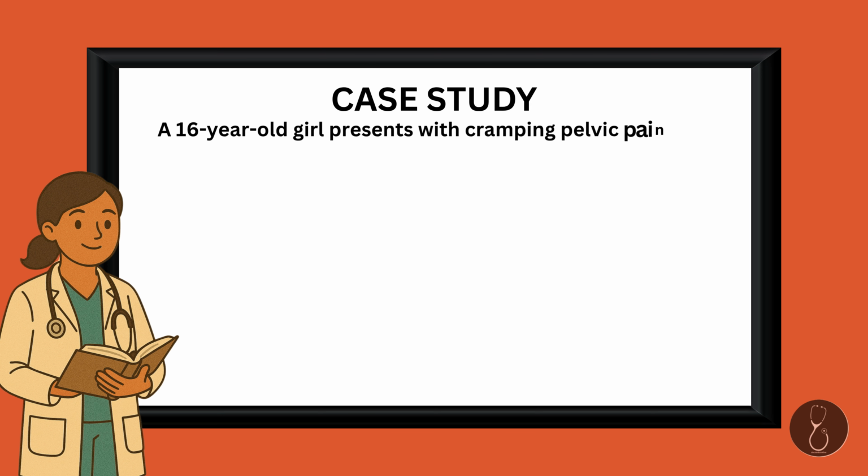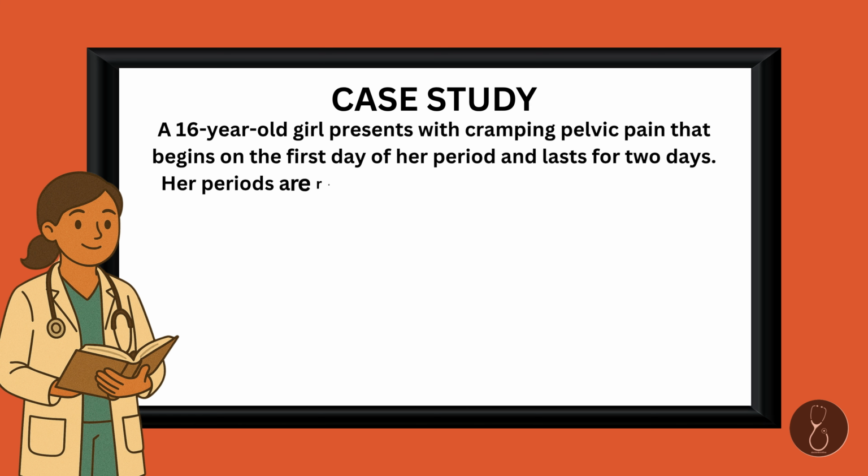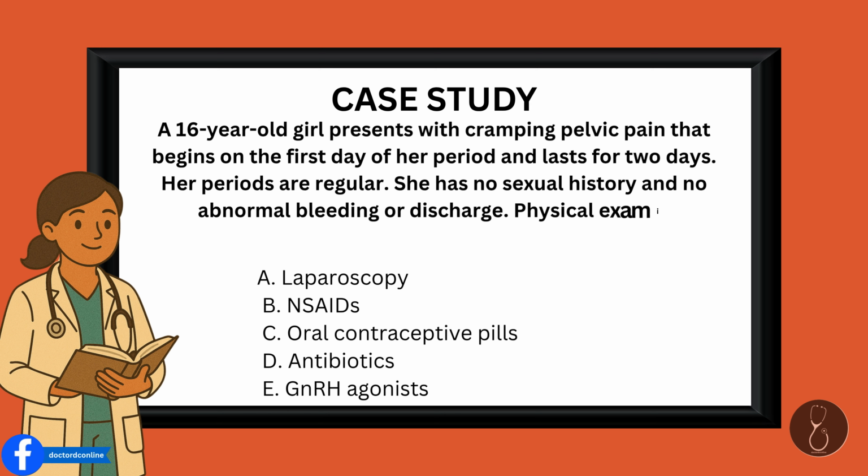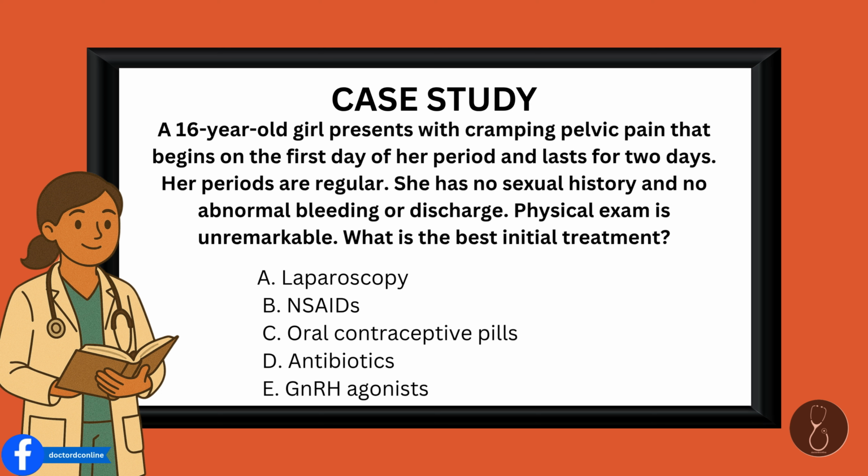A 16-year-old girl presents with cramping pelvic pain that begins on the first day of her period and lasts for 2 days. Her periods are regular. She has no sexual history and no abnormal bleeding or discharge. Physical exam is unremarkable. What is the best initial treatment? A. Laparoscopy. B. NSAIDs. C. Oral contraceptive pills. D. Antibiotics. E. GnRH agonists.